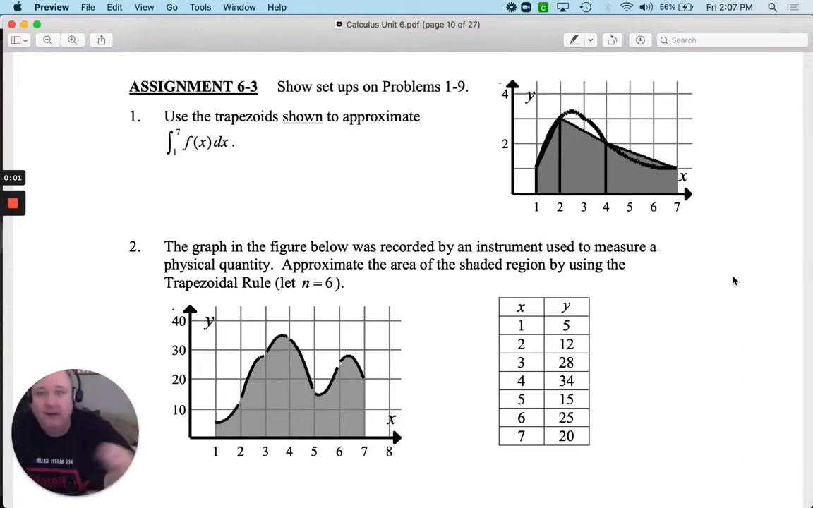Here is assignment 6.3. This lesson was on the trapezoidal rule, using trapezoids as a way to estimate integration. Use the trapezoids shown to the right to approximate the integration from 1 to 7. So here's one trapezoid, and I just need to know the formula, which is half the bases. This is up on its side, so the bases are pointing up. So 1 and 3, that makes 4. And the height is actually the width of it, from 1 to 2. That's 1. That's it. Keep going.